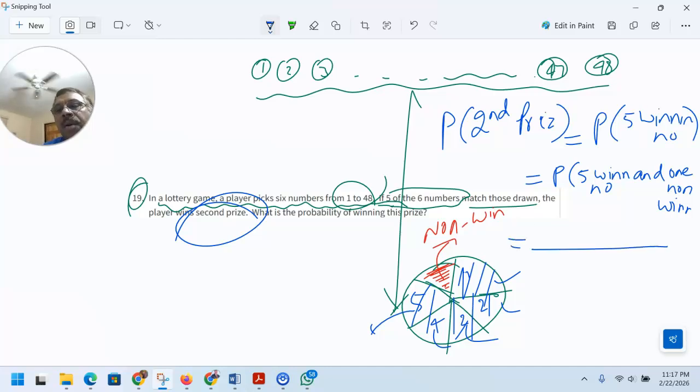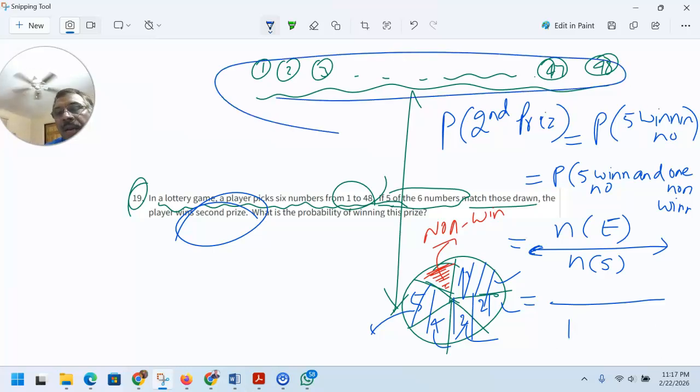First of all, the probability is N over S, where S is all possible 6. How many total 6 numbers can be chosen? And N is the event that you're matching 5 of them. So the total is, since there are 48 numbers, from 48 you pick any 6 numbers. That will give you the total number of possible outcomes.